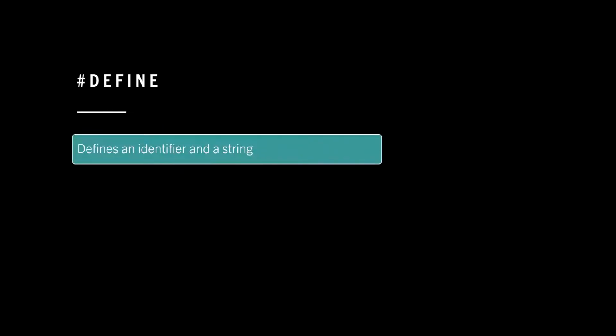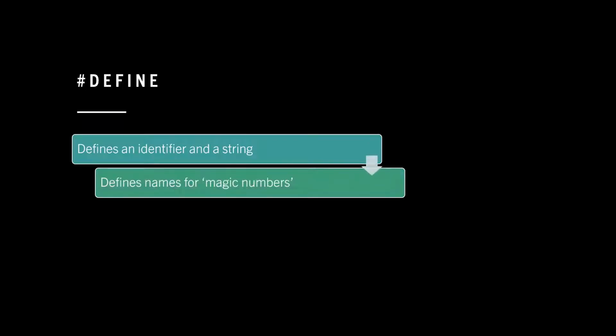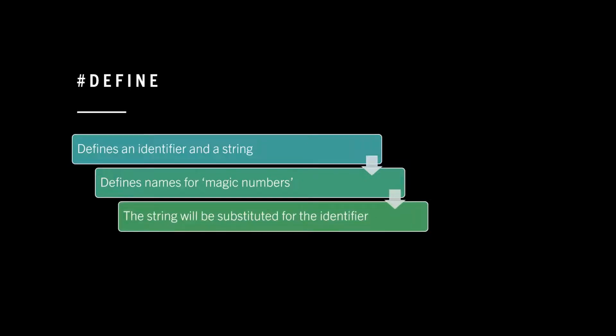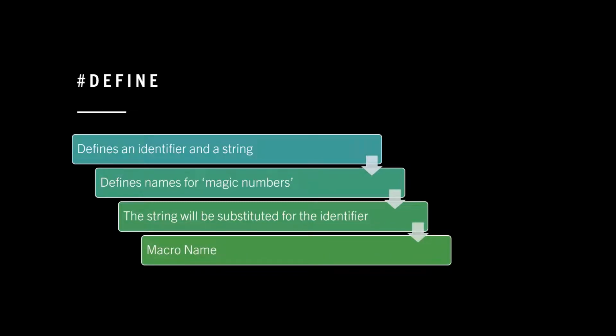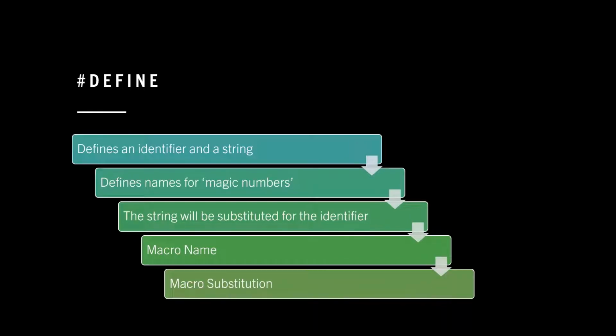Let's talk about #define. Defines an identifier and a string. Like in the program we just saw, the identifier is cat, the string would be strcat. Defines names for magic numbers. Well, what's a magic number? We'll see shortly. The string will be substituted for the identifier. Right? So strcat, as we saw in the example, is the replacement for cat. Macro name would be the identifier, in our case cat. Macro substitution would be the replacement process itself.